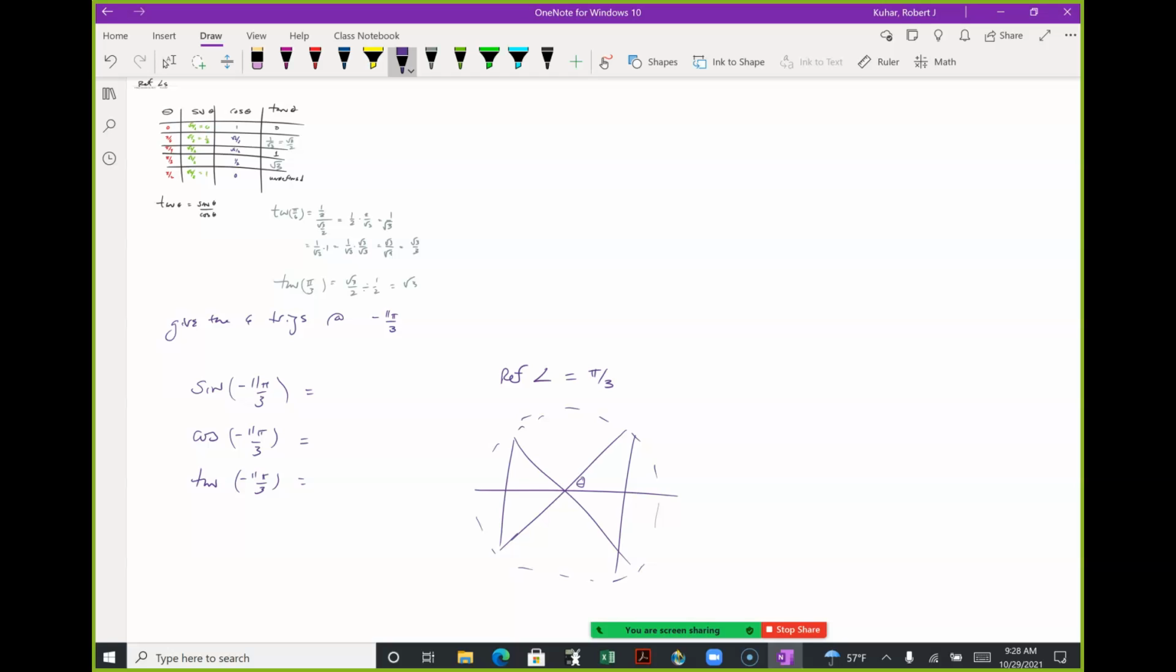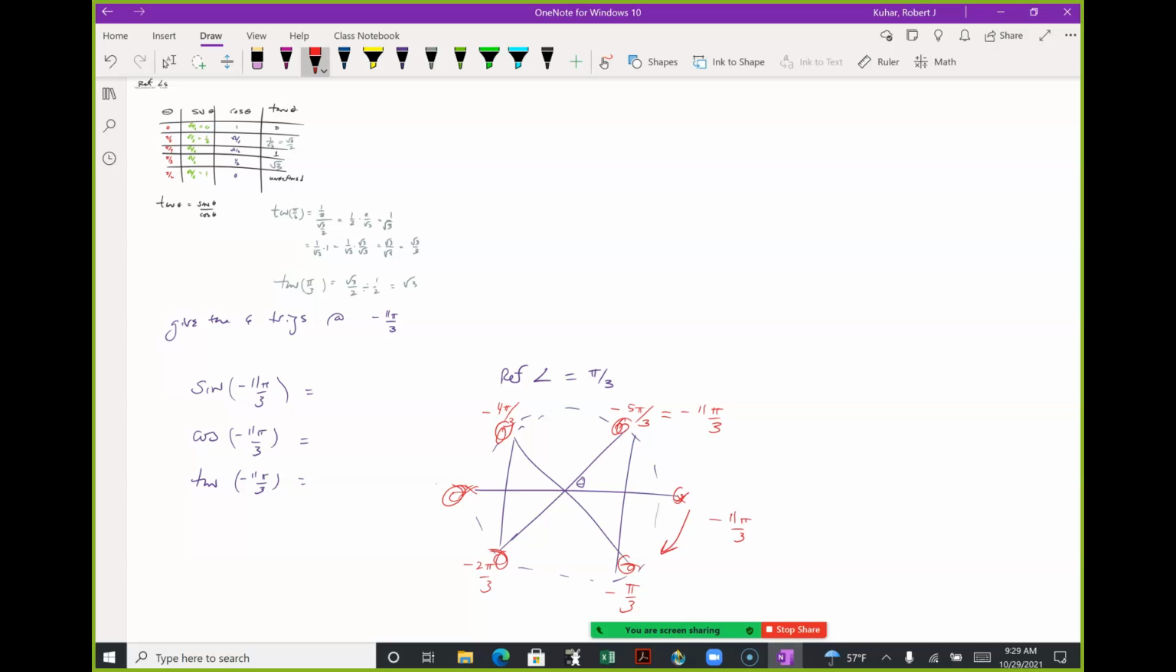pi over 3s. And because I'm moving in the negative direction, I want to go this way, right? So since I'm going to negative 11 pi over 3, I want to go minus 1 pi over 3. Negative 2 pi over 3. Negative 3 pi over 3 is no good. I'm not using it. Negative 4 pi over 3. Negative 5 pi over 3. And then not using 6 either, right? So I really can just count to 11 here, right? So 1, 2, 3, 4, 5, 6, 7, 8, 9, 10, 11. So this is negative 11 pi over 3 as well.